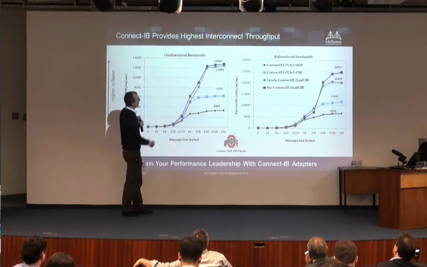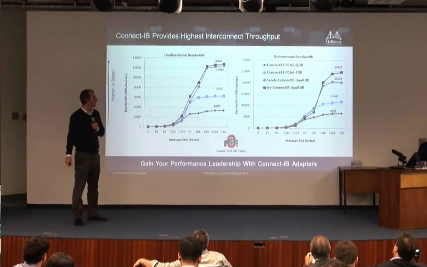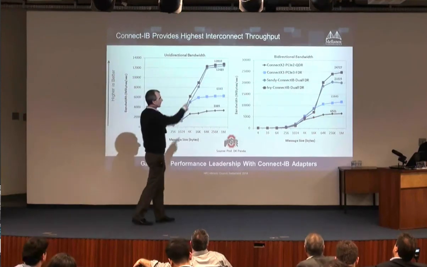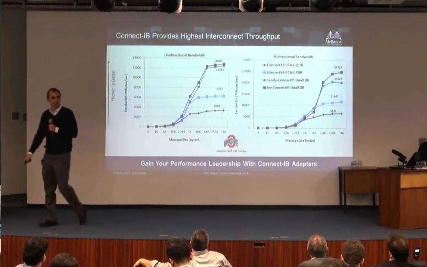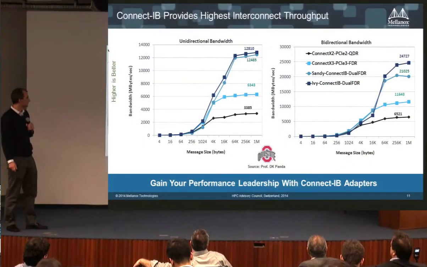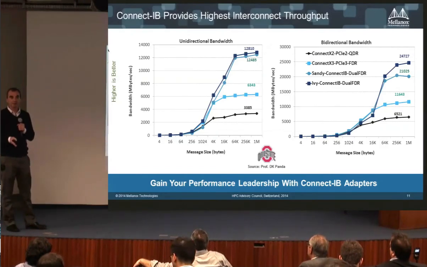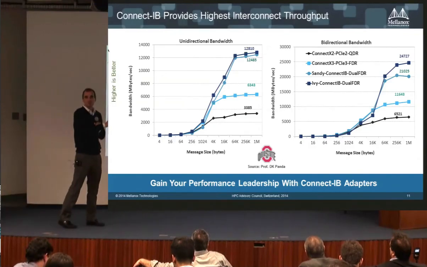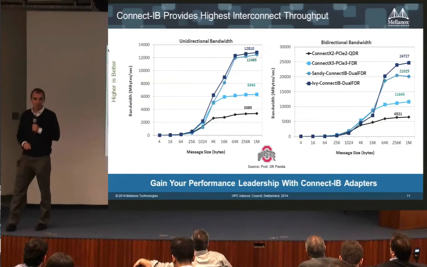The ConnectIB doubles the unidirectional bandwidth and more than doubles the bidirectional bandwidth when paired with the Ivy Bridge chips from Intel. In some of these cases, the limitation is not from the network interconnect adapter, but most typically from the host interface to memory.